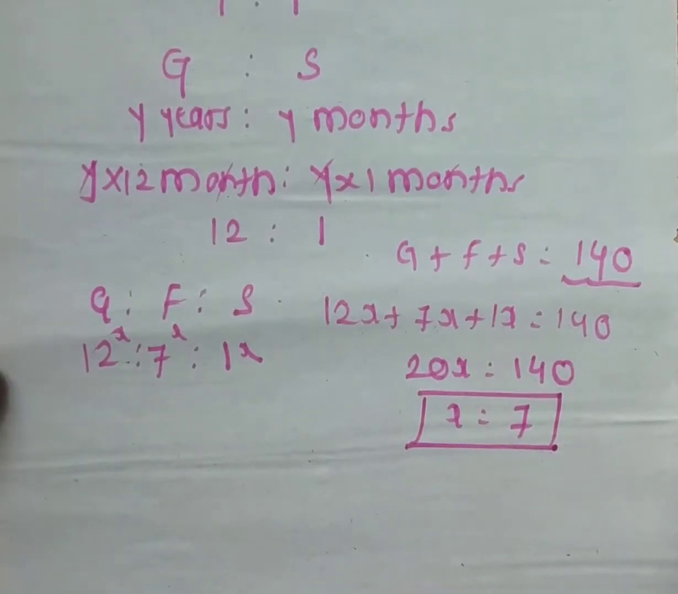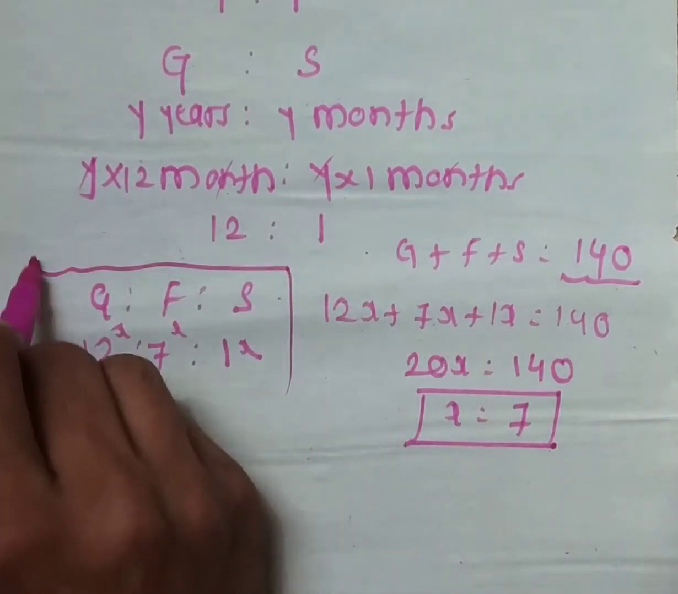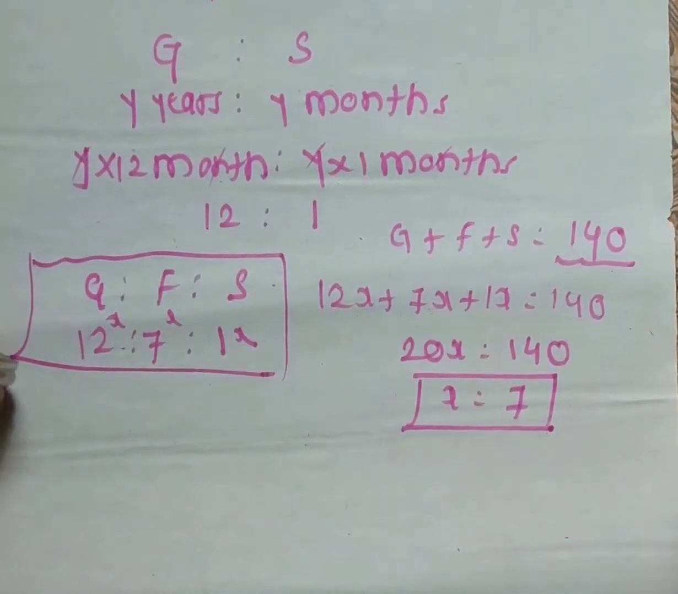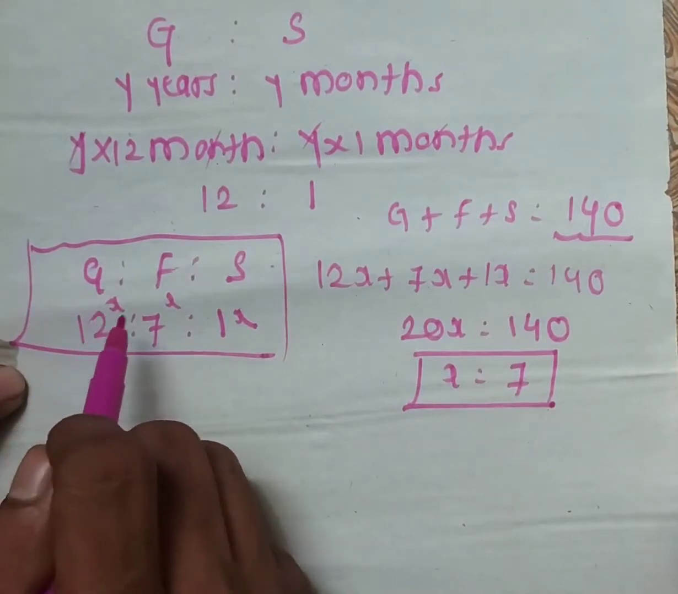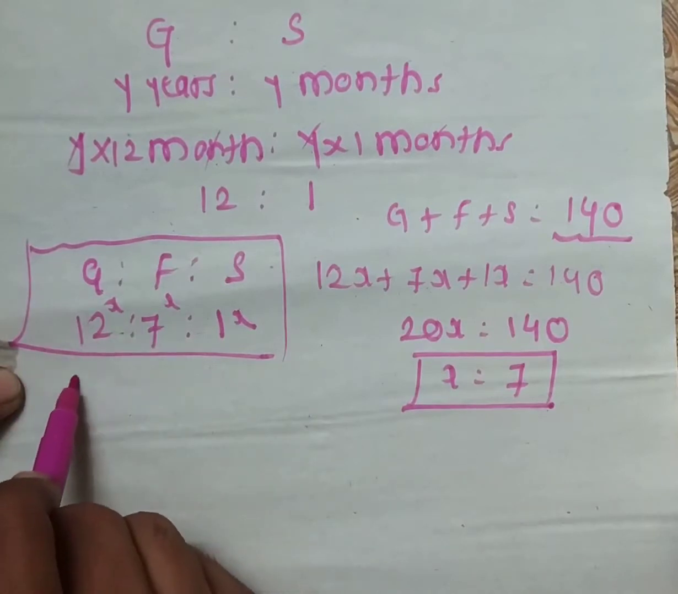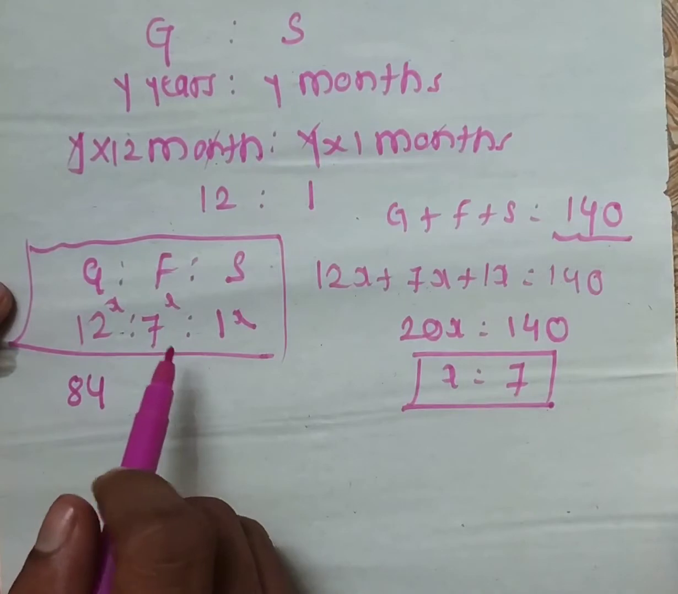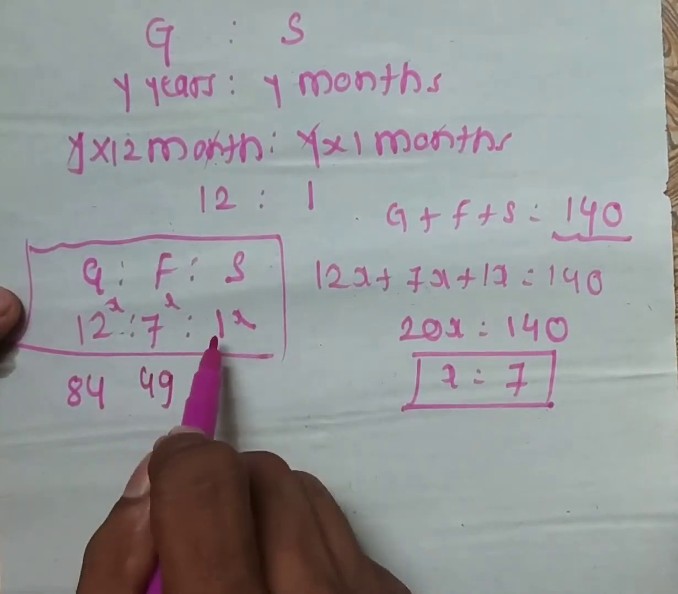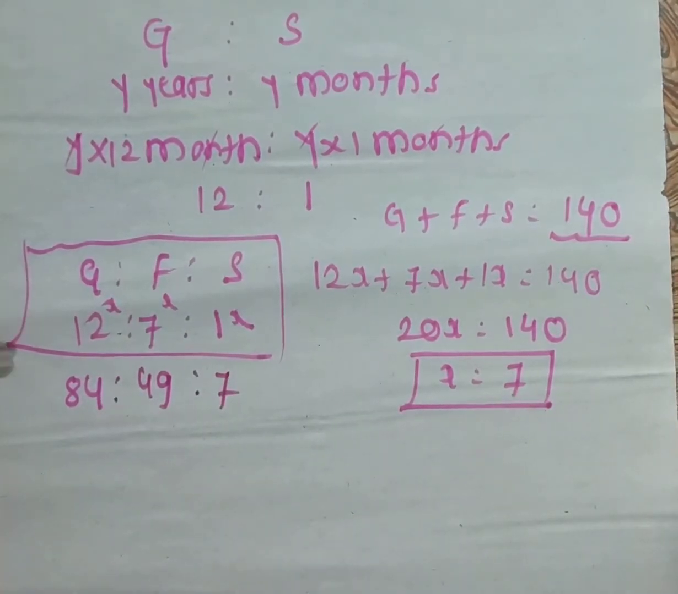Now we just have to put this value of x here. So we will get the present ages of the grandfather, father and son. For the grandfather, it will become 12x, means 12 into 7. 12 sevens are 84. So the grandfather is 84 years. For the father, 7x. So 7 sevens are 49, and the son is 1x. So 1 into 7 is 7. These are all the ages of these people.